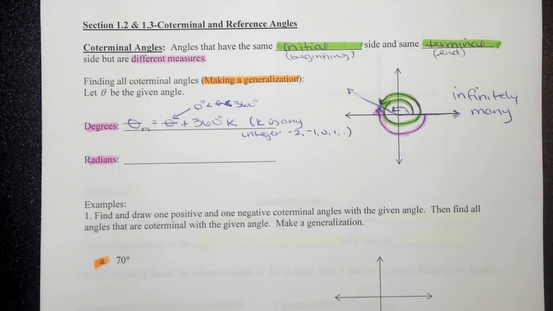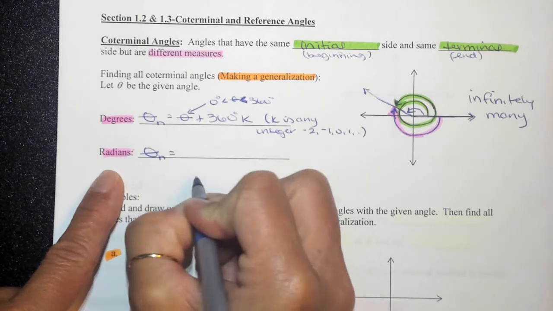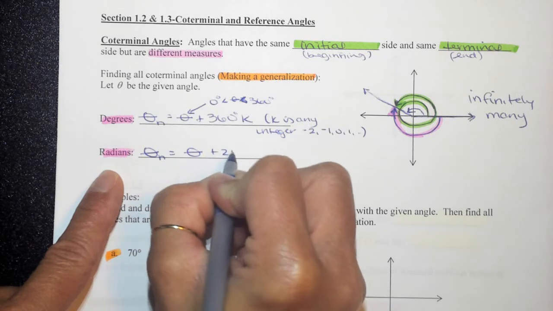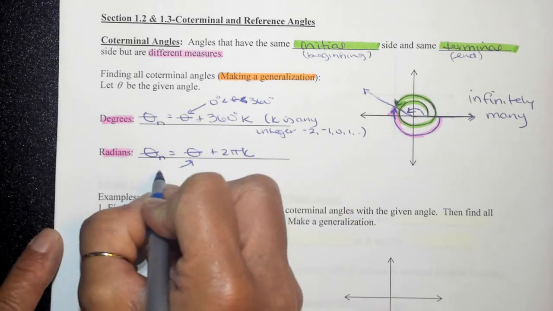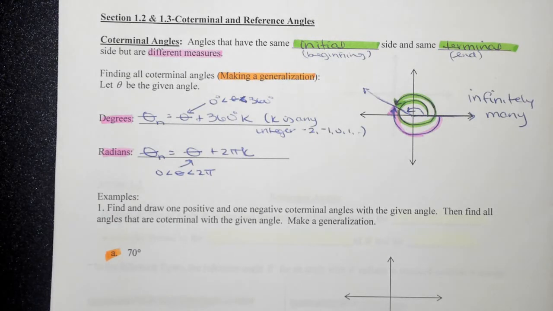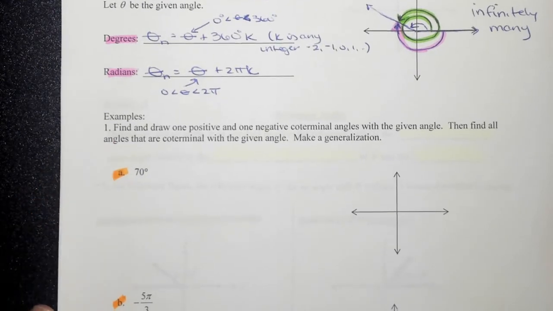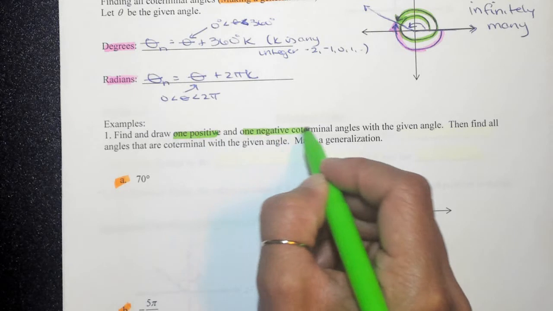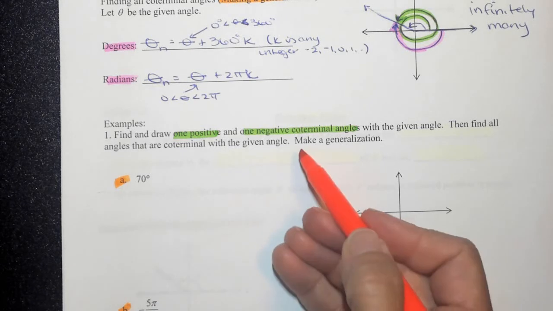Okay? So then if our measure is in radians, theta sub n will be equal to theta plus 2 pi k, where this k represents any integer here, but remember theta must be between 0 and 2 pi. Okay, so what I'm going to do is go through two examples so that everything should be clear, and we'll talk about the directions. So it says find and draw one positive and one negative. So we want one positive and one negative coterminal angle with the given angle. And then it says find all angles that are coterminal with the given angle.